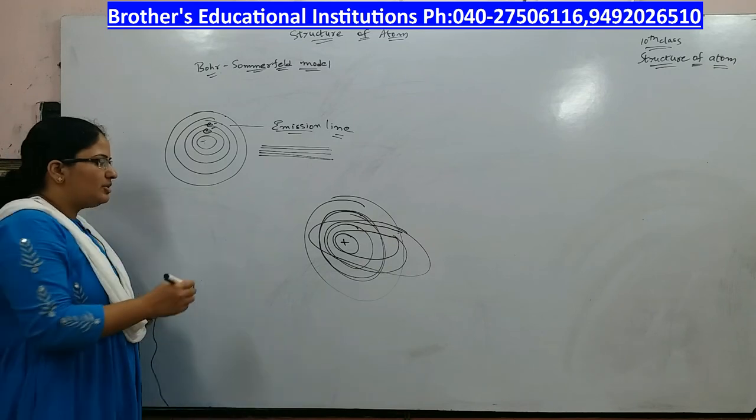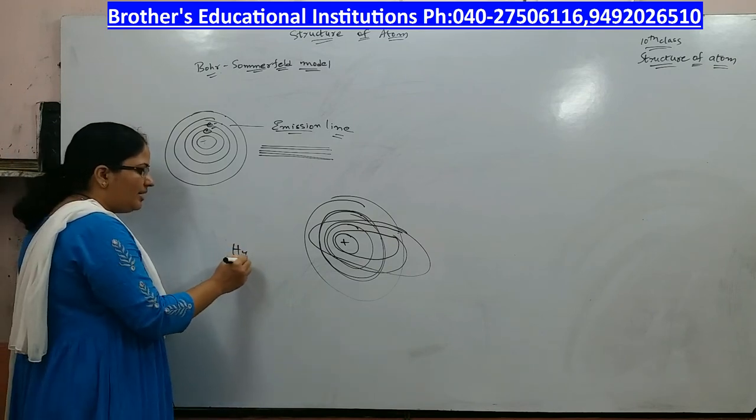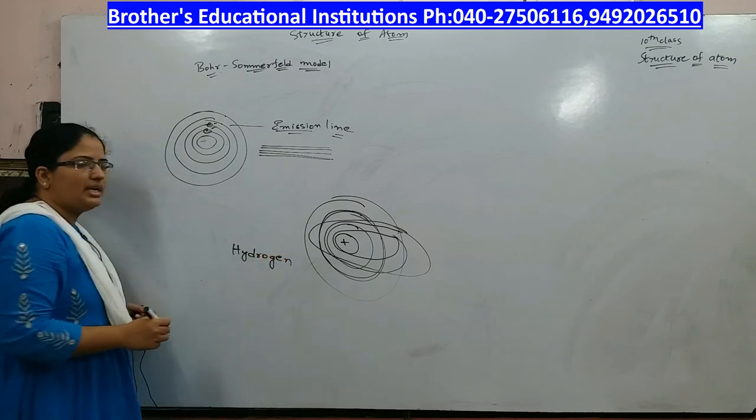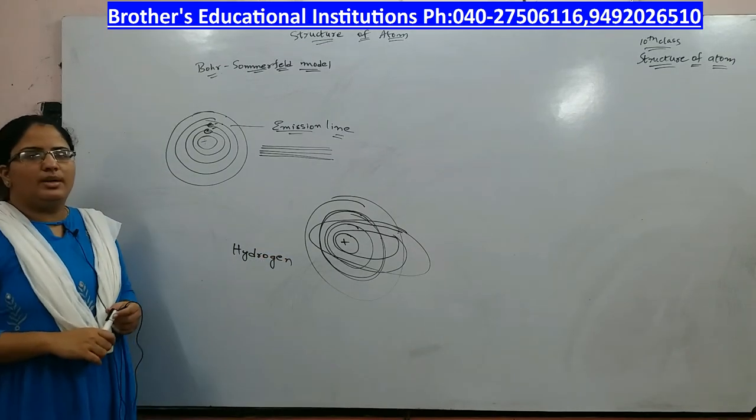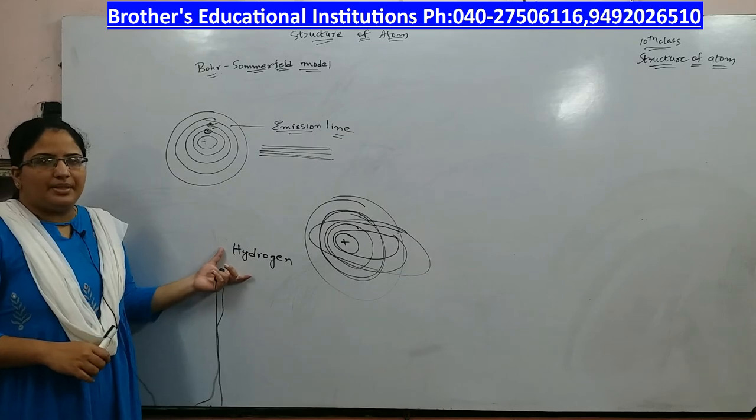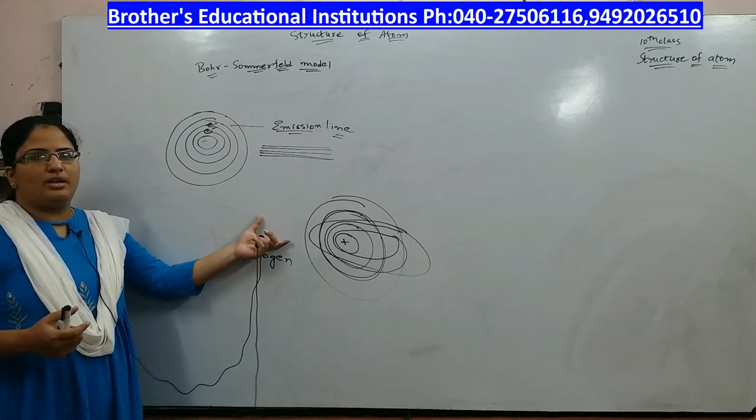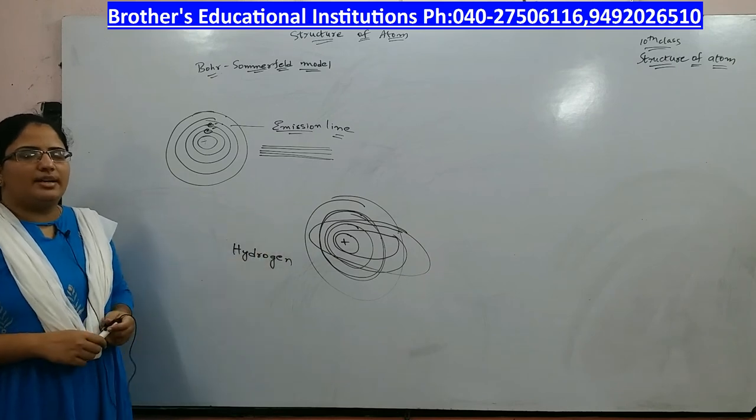But this was true only up to the hydrogen atom. It could give a satisfactory explanation only up to the hydrogen atom. For atoms having more electrons, this model could not give a satisfactory explanation.